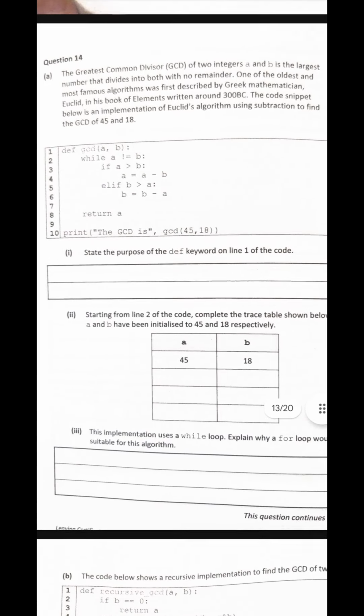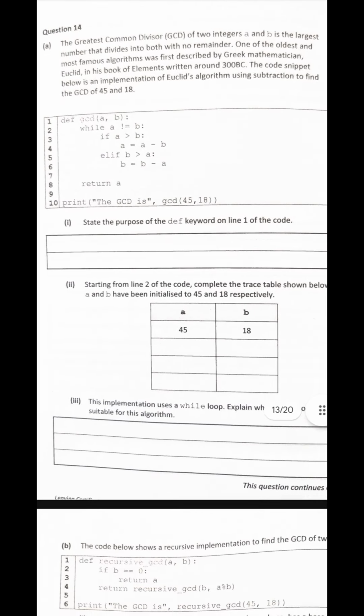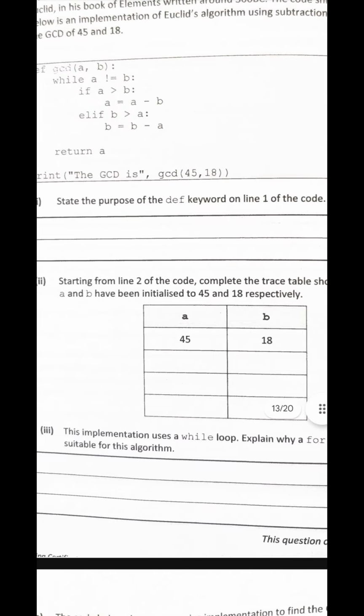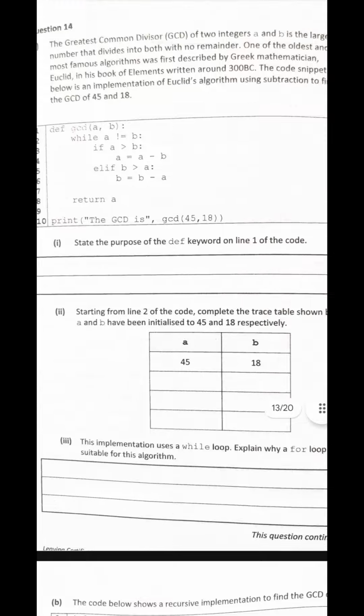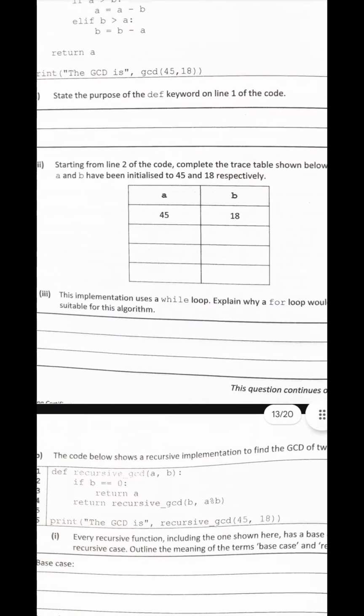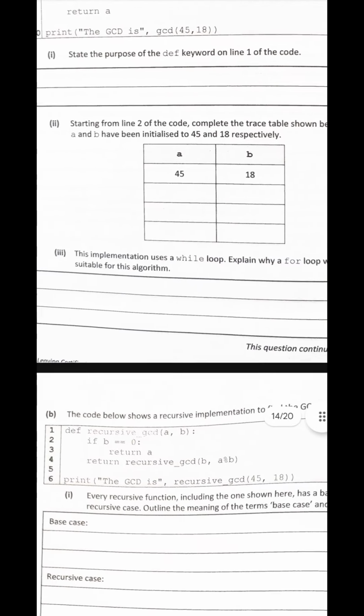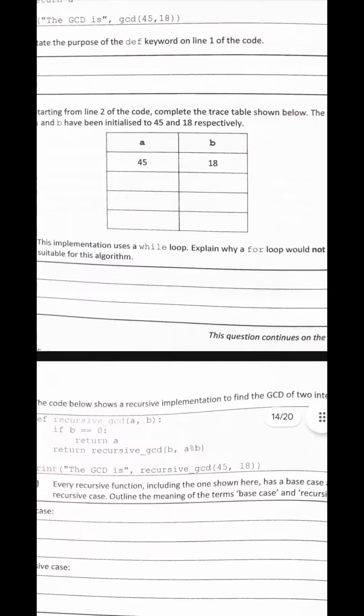So this one here was not so bad. It was just a little bit of Python, and then something on quicksort. So Python and then algorithms. You're saying what is the purpose, you're talking about how a definition works. You go through it a few times on a trace table. That's been asked before, so if you've done past paper questions, you'll be okay.